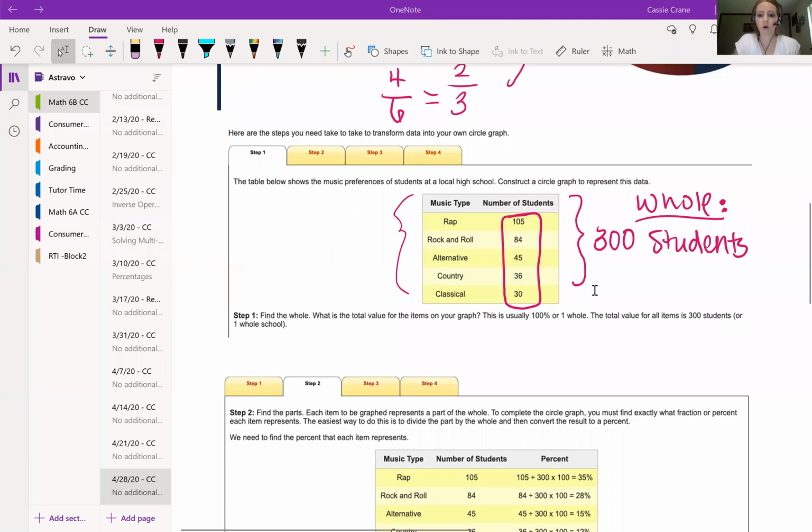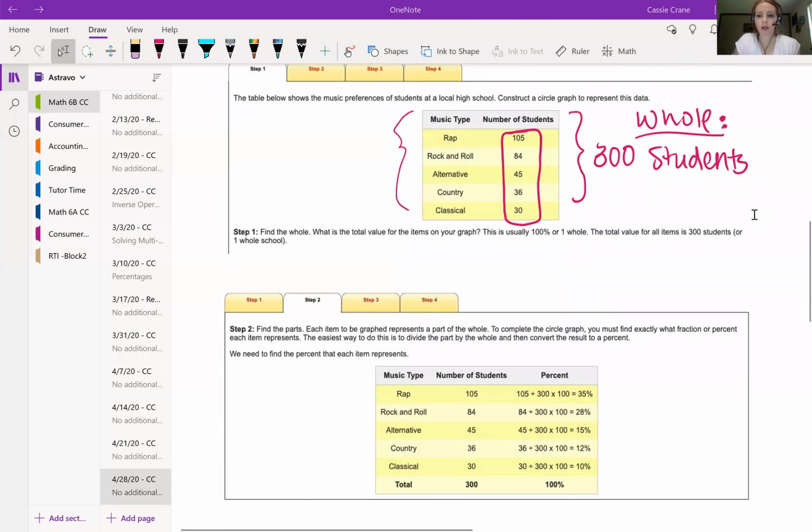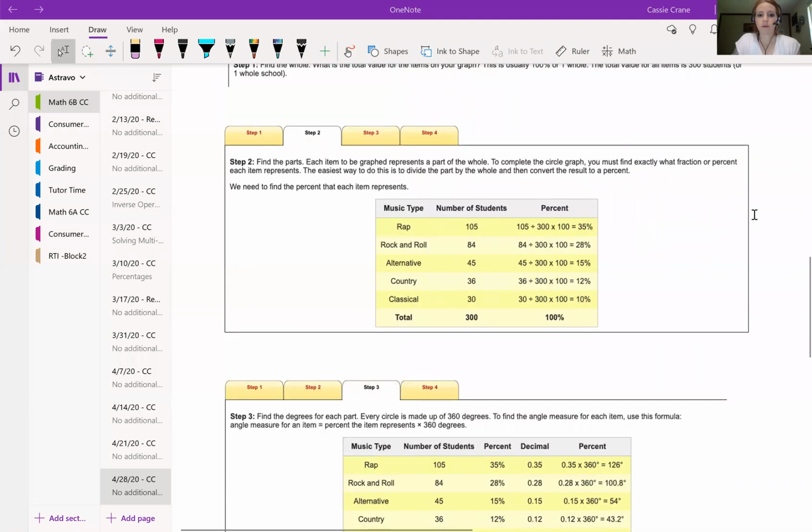Okay, so we found the whole. So we added them up, we got 300. So step 2, find the parts. Each item is going to represent a part or a sector of our pie chart. So we want to find exactly what fraction or percent each item represents. It tells us right here, and this is what we've always done, the easiest way is to divide the part by the whole. That's something we've worked on a lot this semester. Part over whole. And then we can convert that result to a percent.